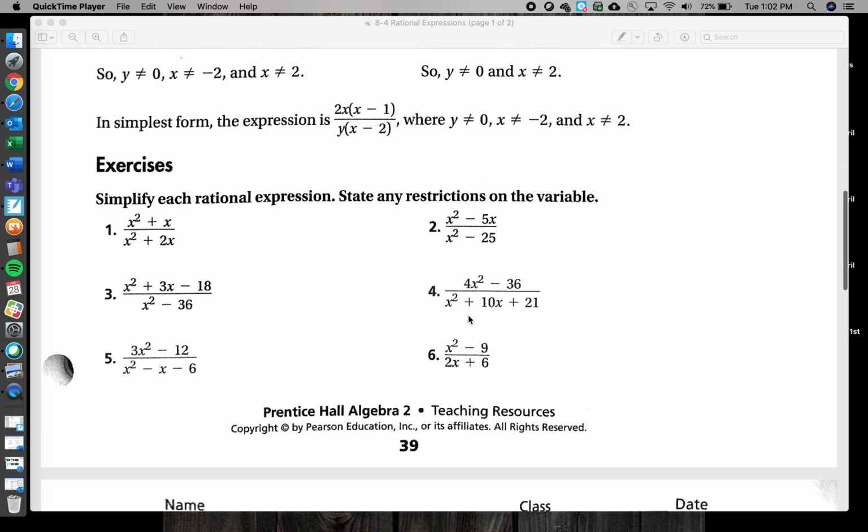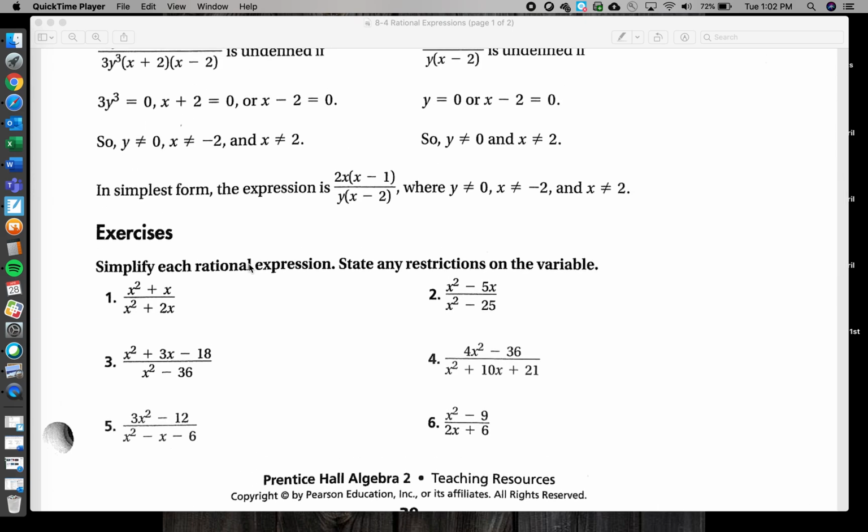These first 6 problems are exactly that. Go through, factor the numerator, factor the denominator, simplify, cancel any common factors, and then from there, look at your original factored form and figure out what your variables cannot equal.